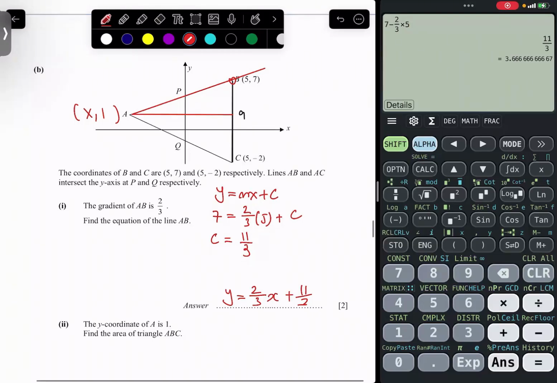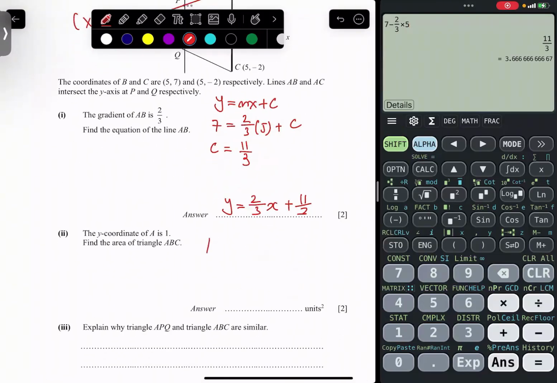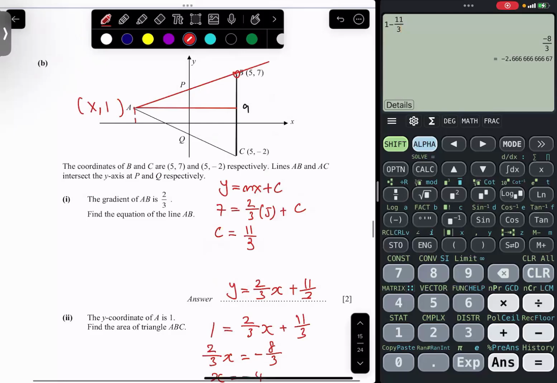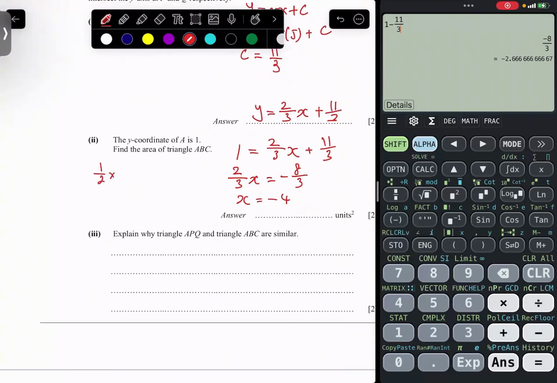Oh, okay, because we have the equation, when y equals 1, so 1 equals 2/3 x plus 11 over 3. So 2/3 x equals 1 minus 11 over 3, so we get negative 8 over 3. So x equals negative 4, which makes sense. So this is negative 4, and this is 9 units. This is useful already. And this is also negative 4 to 5, also 9 units. So the area of the triangle would then be half times 9 times 9.